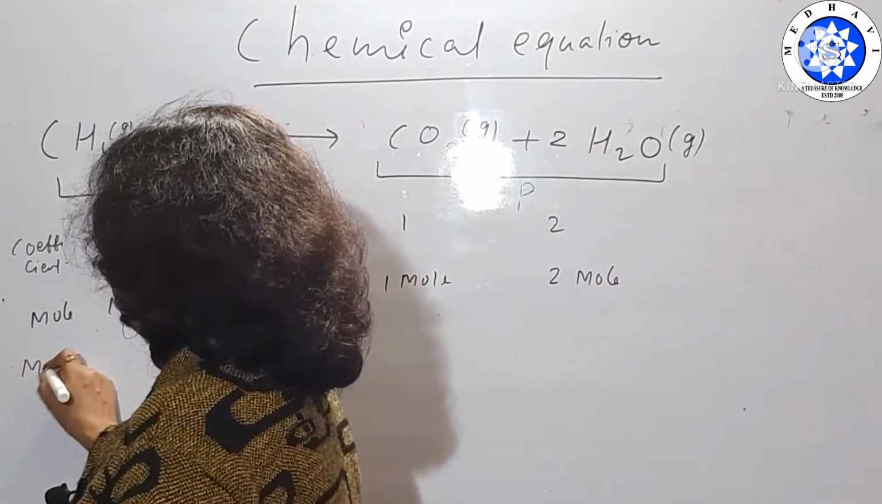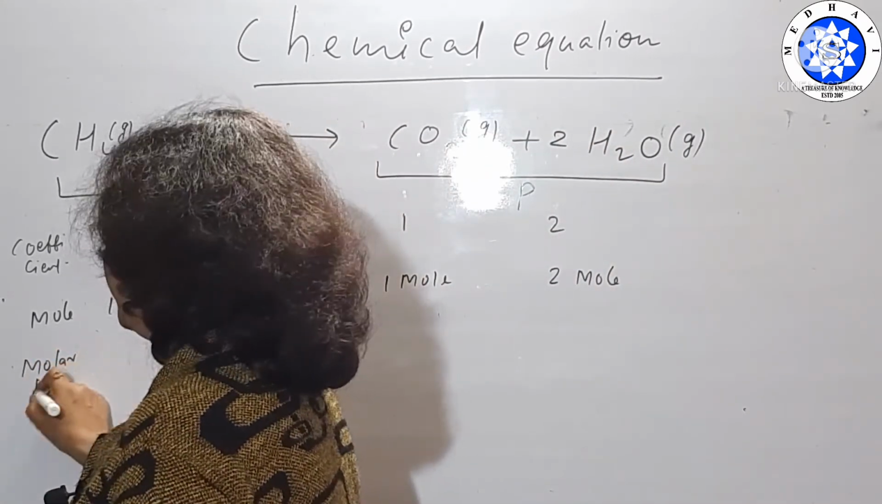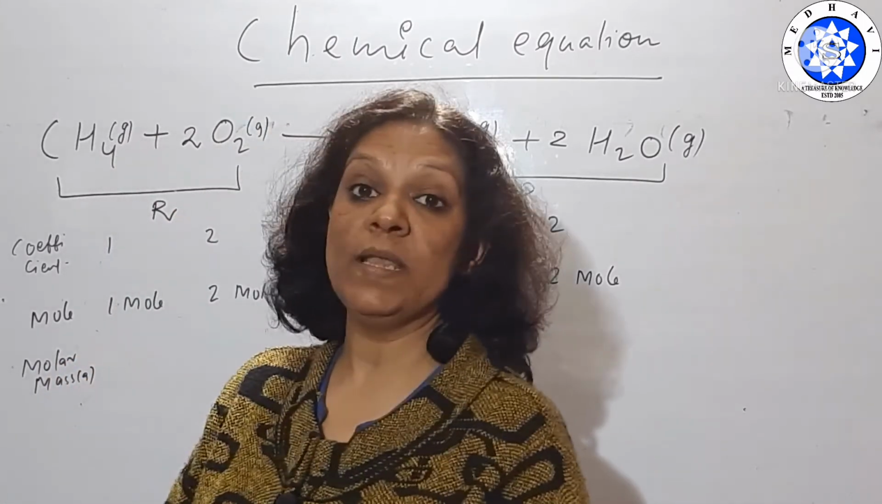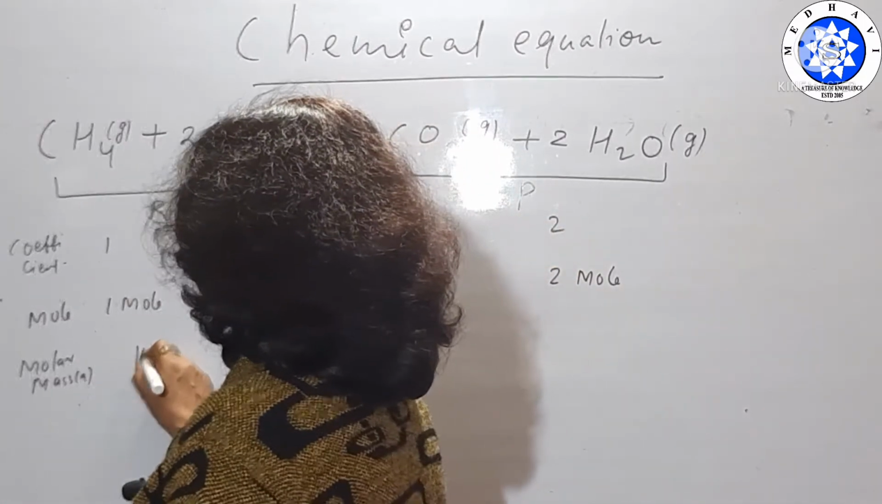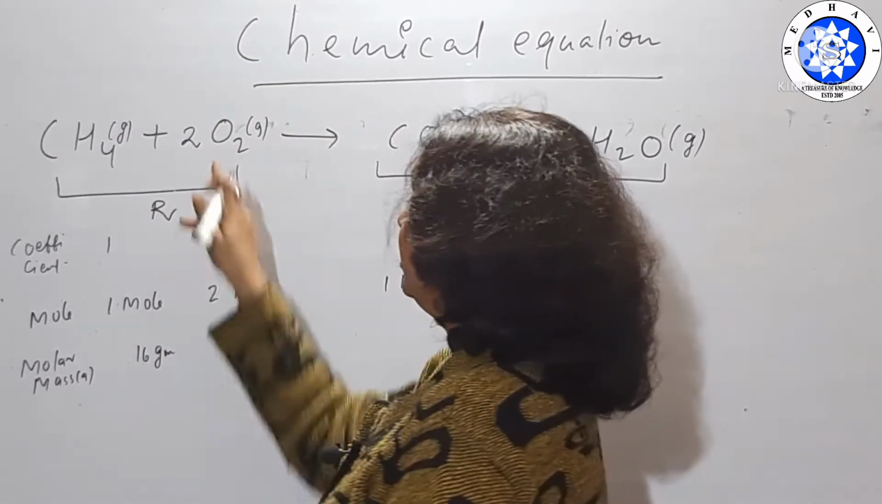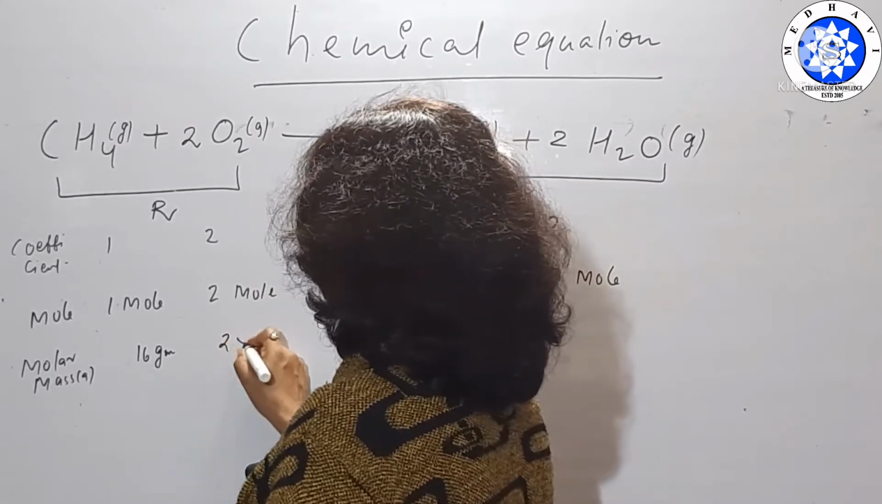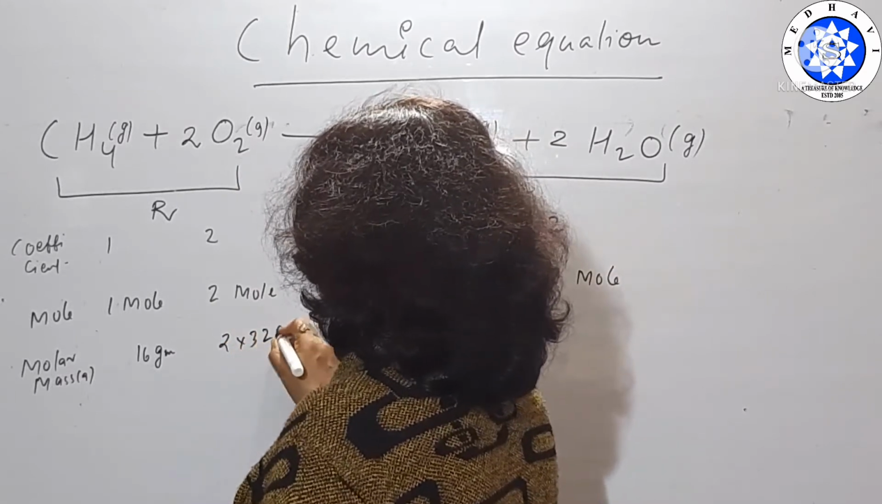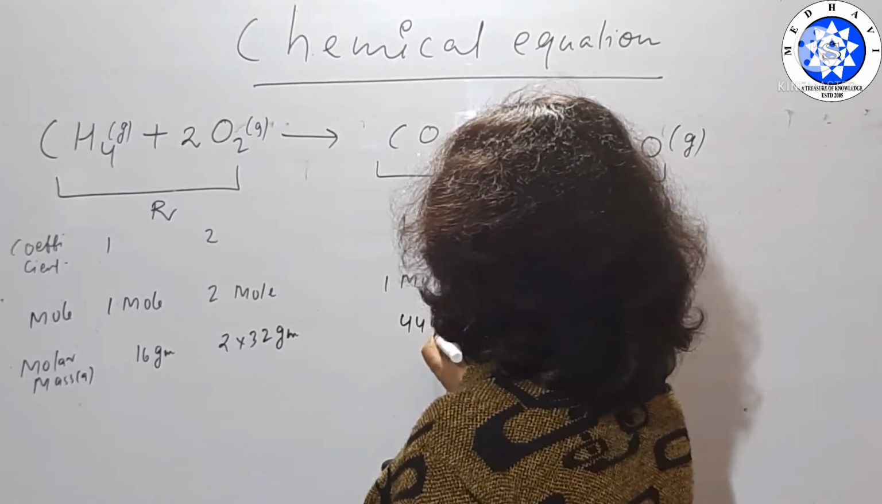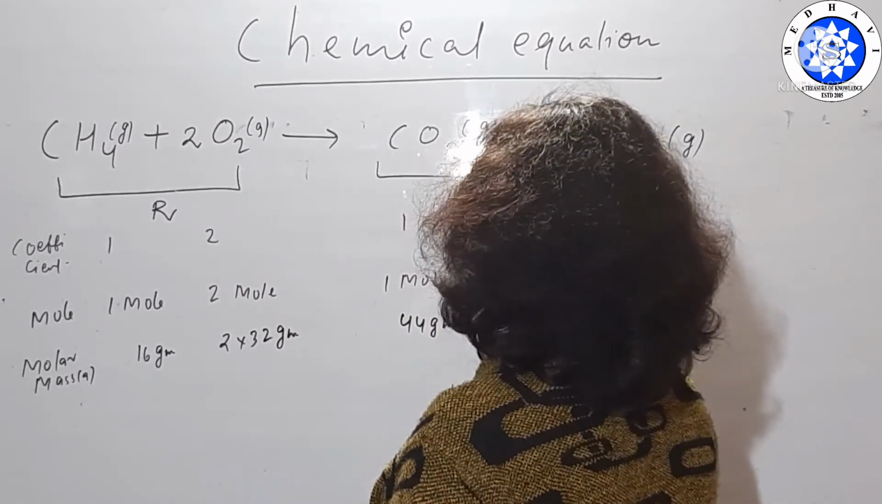Similarly, we can get the molar mass also, or simply the mass in terms of grams. 1 mole is equivalent to the molar mass of methane, that is 16 gram. Here 2 moles of oxygen we have taken, so it is 2 into 32 gram. Here the molar mass of CO2 is 44 gram and the molar mass of water is 2 into 18.